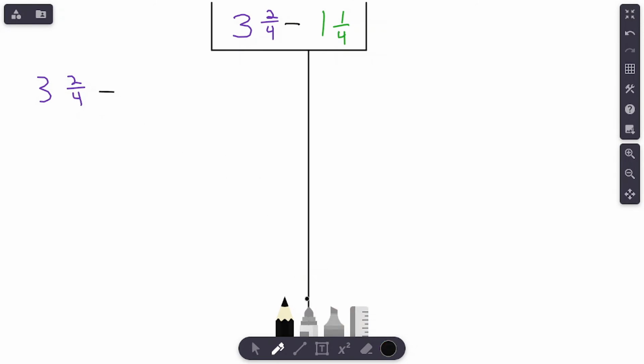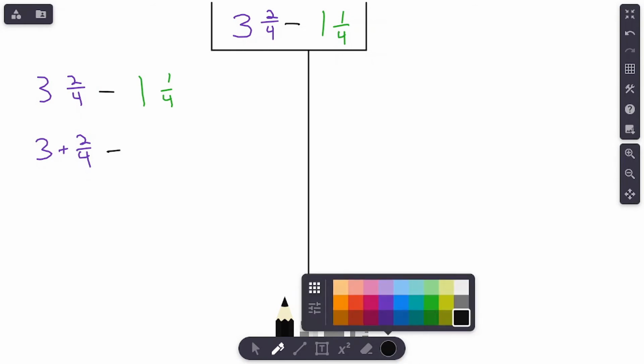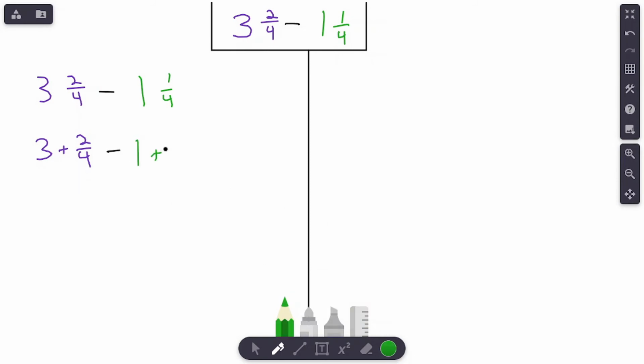minus 1 1/4. First thing I'm noticing about these two mixed numbers is that their denominators are the same in the fractions. So that's good news. We can jump straight into it. So here we go. Let's rearrange this problem here. So we've got 3 plus 2/4 minus 1 plus 1/4.